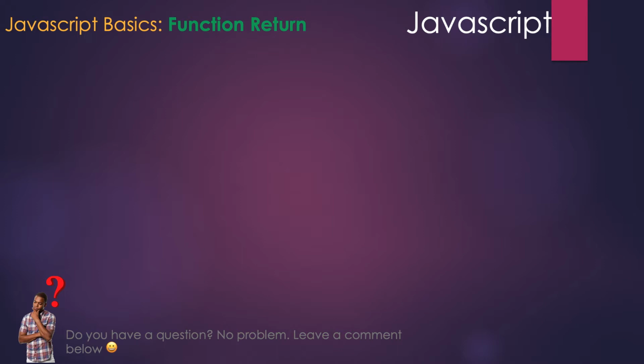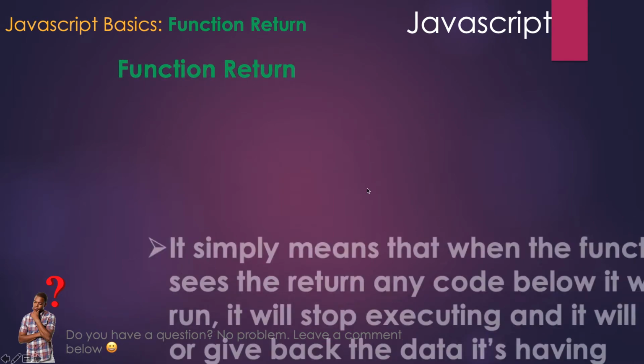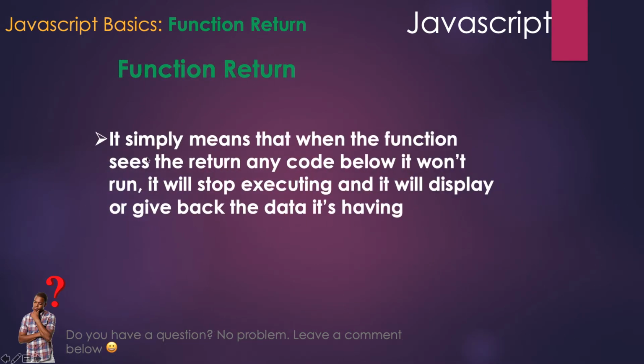Okay, so today we're gonna talk about what is called the function return keyword. So let's see a little bit about it. In simple terms, or in layman's understanding of a return keyword, it means that when the function sees the return, any code below it won't run. It will stop executing and it will return, or give back, the data it is having. Okay, this is more jargon, so let me show you with code.